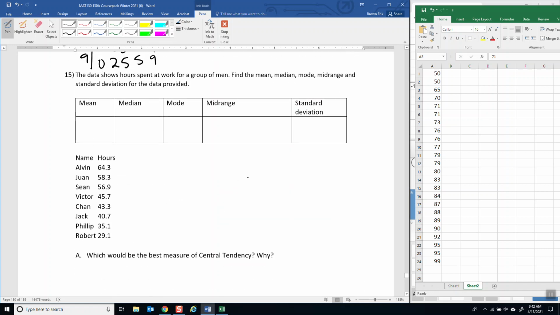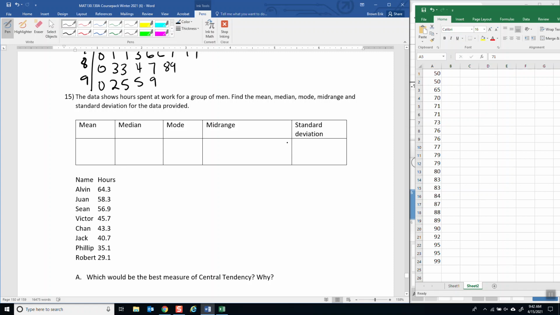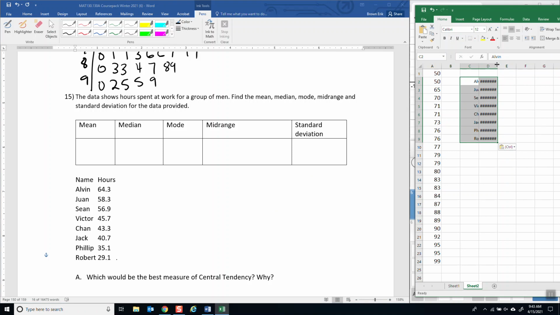All right, so here's some data. And we're supposed to find the mean, the median, the mode, the mid-range, and the standard deviation. I'm going to do this in Excel. Part of the reason I'm going to do this in Excel is I can copy and paste. I'm just going to Control C, Control V. Oops. Okay. Let me try again. There we go.